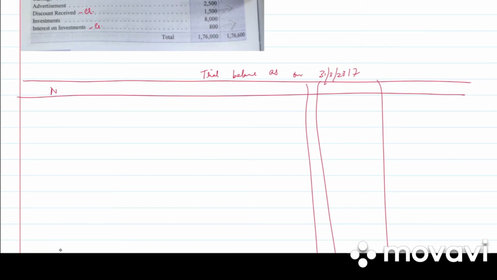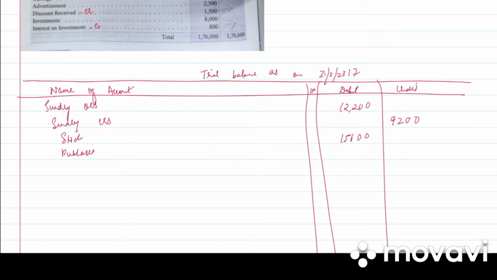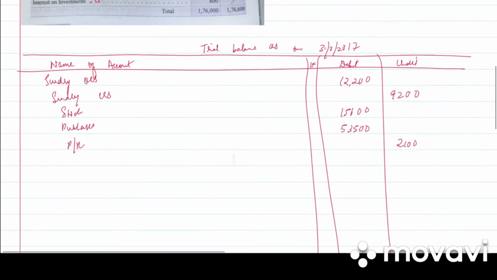Write down trial balance as on 31st March 2017. So the first column is name of account, LF, debit, credit. First we have sundry debtors, 12,200. Then we have sundry creditors, 9,200. Opening stock, 15,600. Purchases, 53,500. Purchase return on the credit side, 2,100.